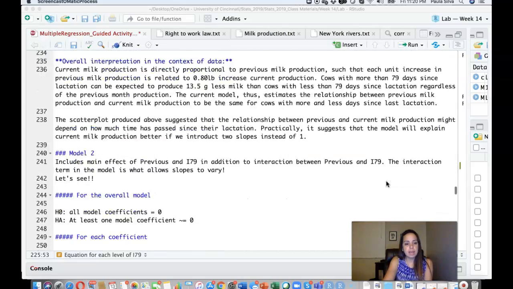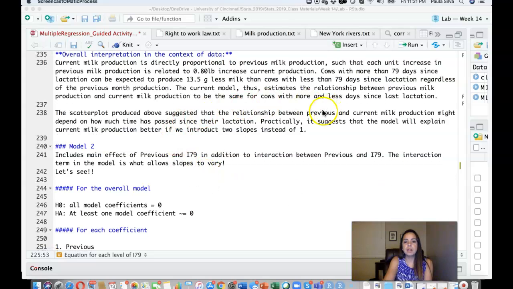So because of that, this suggests that the model will explain current milk production better if we introduce two slopes instead of just one. In practice, this means adding an interaction between the variable previous and the variable I79. And I will work through this example carefully with you so you can see how that's the case.